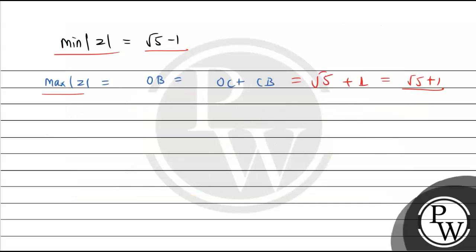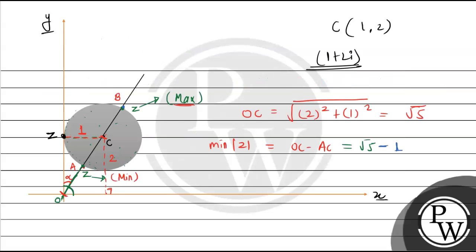So we can write that maximum argument of z will be pi by 2. Simply we can say this because this z is touching this y axis and this will be having the maximum argument. Now let's find the minimum argument. For that we have to take the line which will be a tangent to this circle.